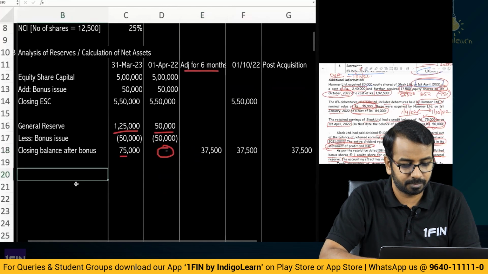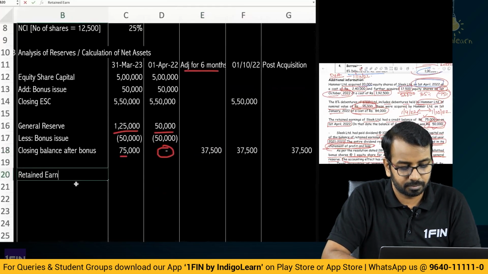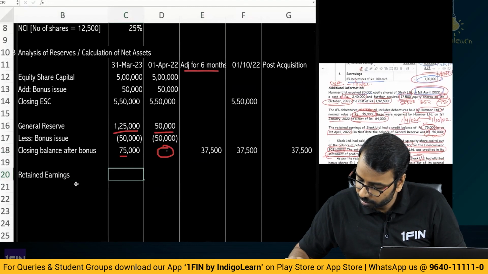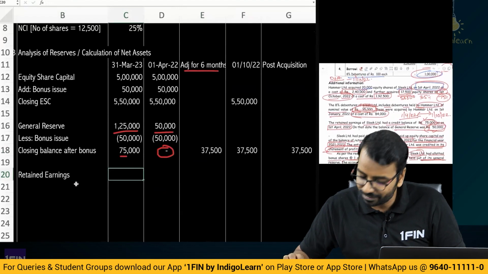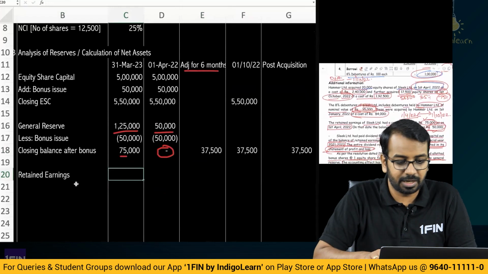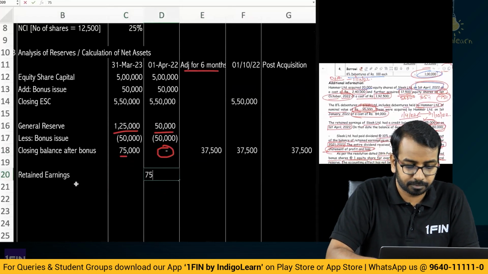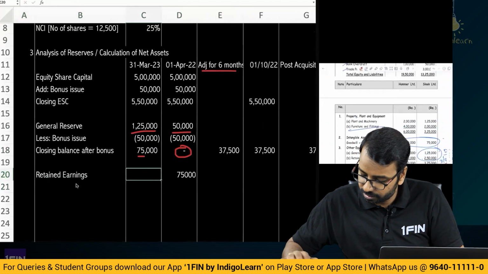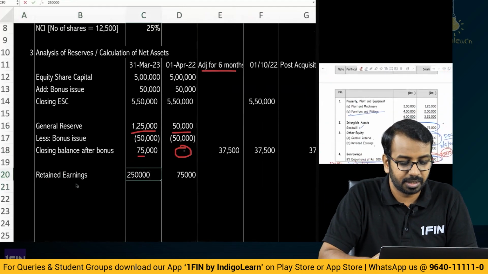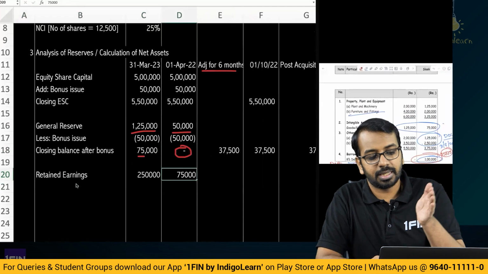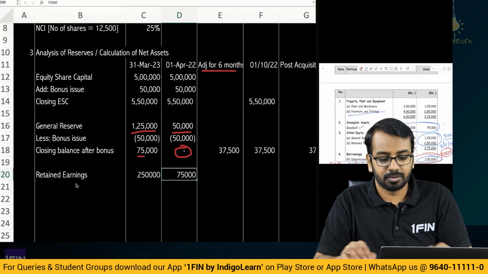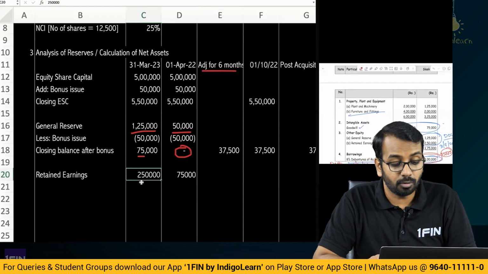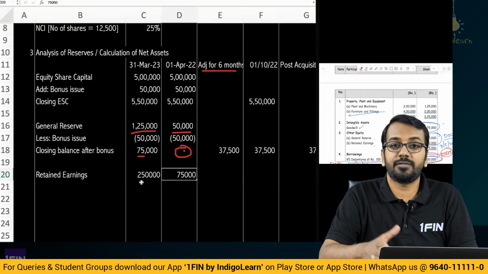Then retained earnings. Retained earnings balance on 1st of April is given to be 75,000. Then the closing balance as per the balance sheet of retained earnings is 2,50,000. How much have we earned? We have retained earnings as on 31st March of 2,50,000, right? Now, can I say 2,50,000 minus 75,000 is the earning for the year?